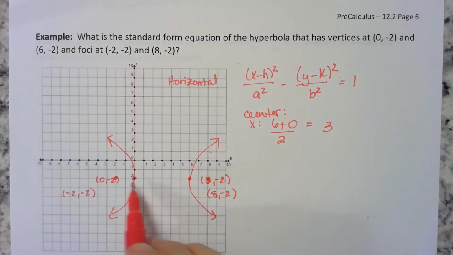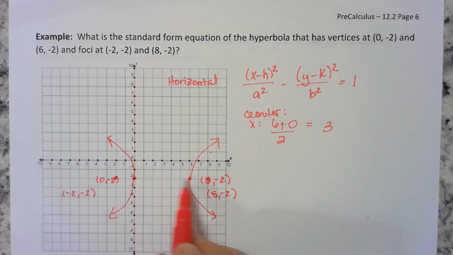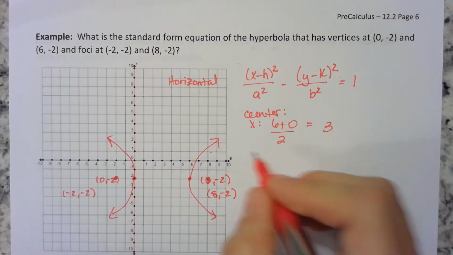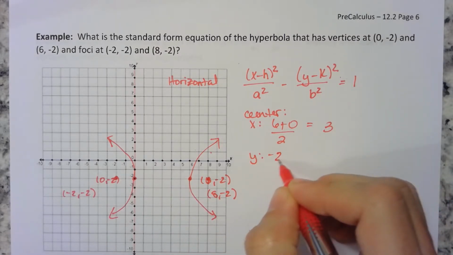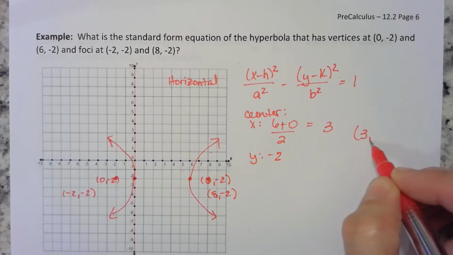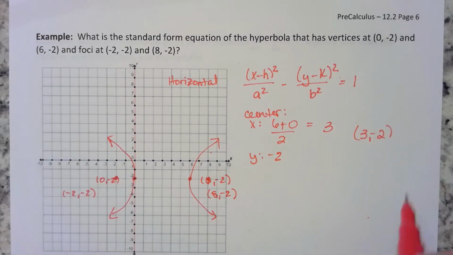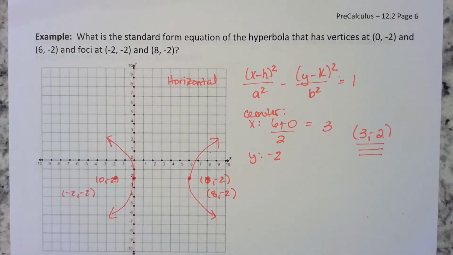So we get 6 over 2, which is 3. Well, our y value isn't changing. It is on this transverse axis. So the y is going to be -2. So our center is the point (3, -2). Good so far?